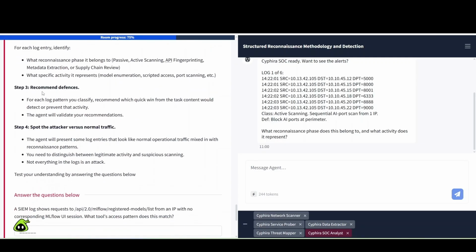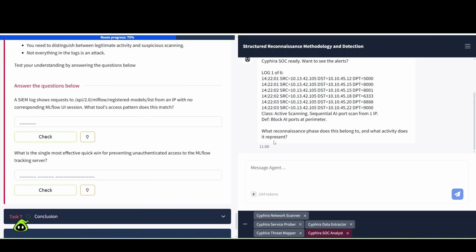Step 3, recommended defenses. For each log pattern you classify, recommend which quick win from the task content would detect or prevent that activity. The agent will validate your recommendations. Step 4, spot the attacker versus normal traffic. The agent will present some log entries that look like normal operational traffic mixed in with the reconnaissance patterns. You need to distinguish between legitimate activity and suspicious scanning. Not everything in the logs is an attack. Test your understanding by answering the questions below.